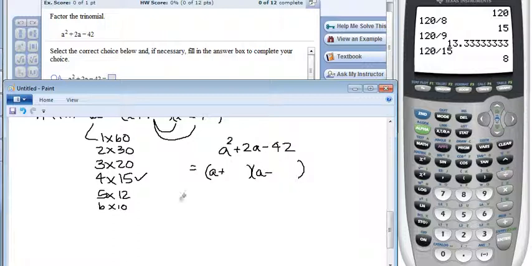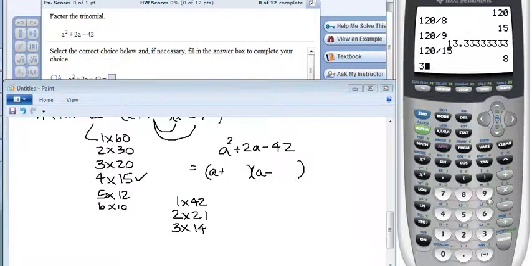I'm going to make my list of what makes a 42. I've got 1 times 42. I've got 2 times 21. What else do I have? I have, does 3 go in there? Yes, it does. 3 times, is that 14? You can always use a calculator. I'm not real great at math in my head. I really am not. I never have been.